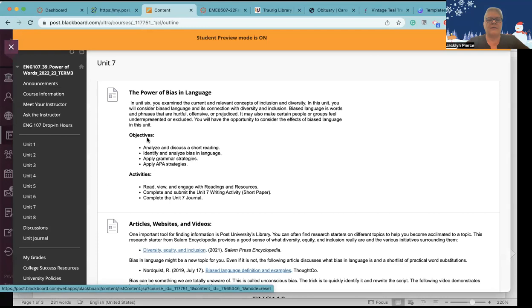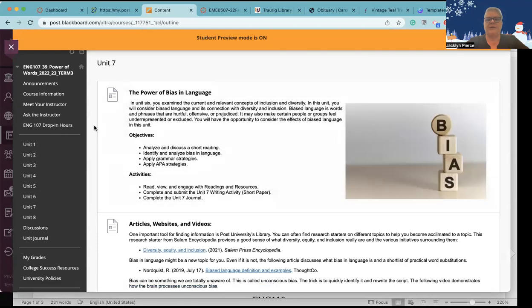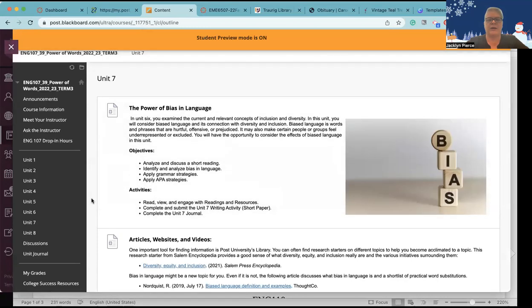So we're entering Unit 7, which means we're talking about the power of bias in language. Bias, of course, has some negative connotations to it, but really all of us have biases. Some biases are even positive. Any human is going to be biased, and so communication is often also biased. So that's what we're focusing on this week.